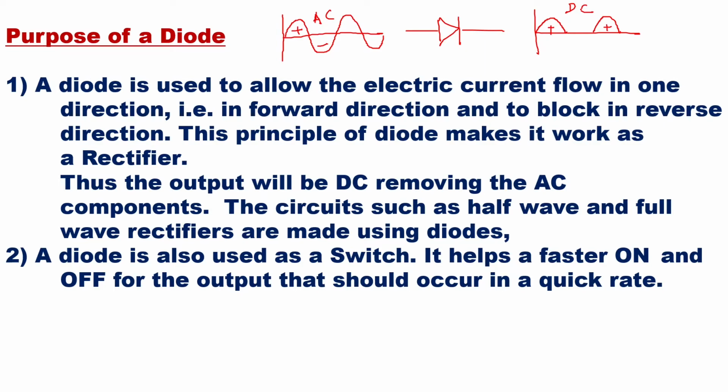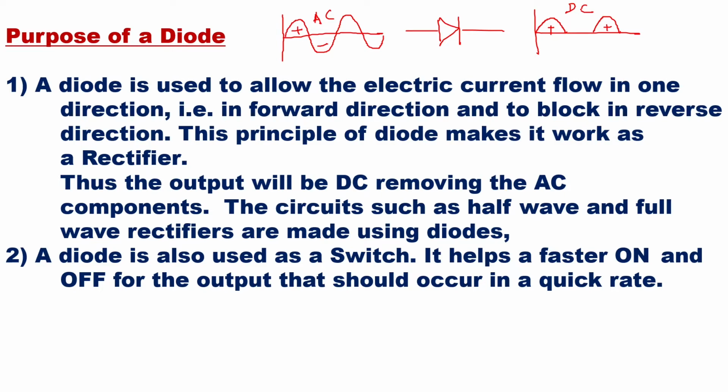Because of that, when it is allowing current to flow, it is acting as an on switch. When it is not allowing, it is acting as an off switch. So it can be used as a switch also. These are the common purposes why we use a diode. Number one, a diode is used to allow the electric current to flow in one direction, that is the forward direction, and to block in the reverse direction. We have seen only the positive half cycles at the output; the negative half cycles are not produced. This principle of the diode makes it work as a rectifier because you are converting an alternating quantity into a direct quantity.